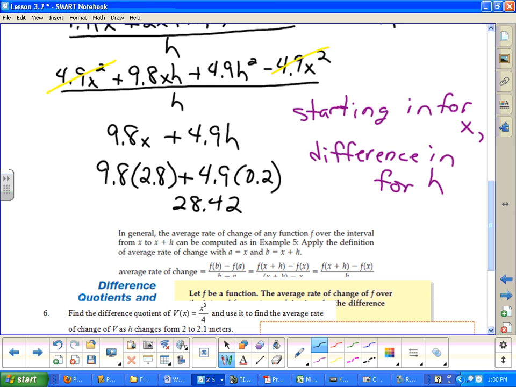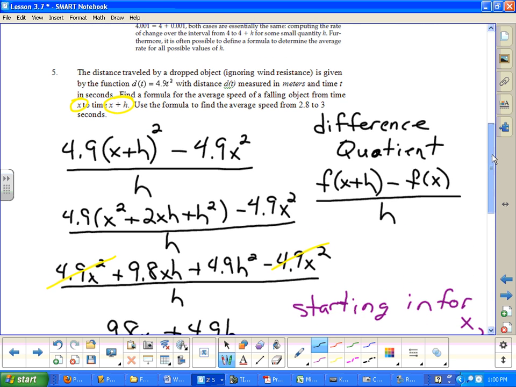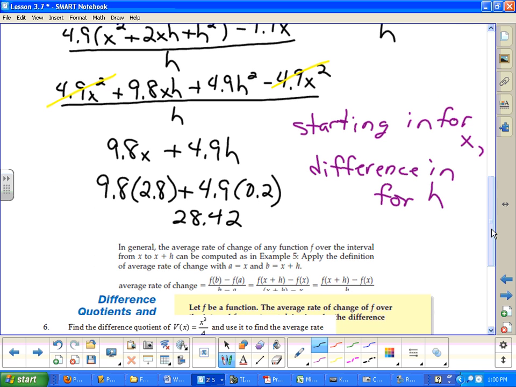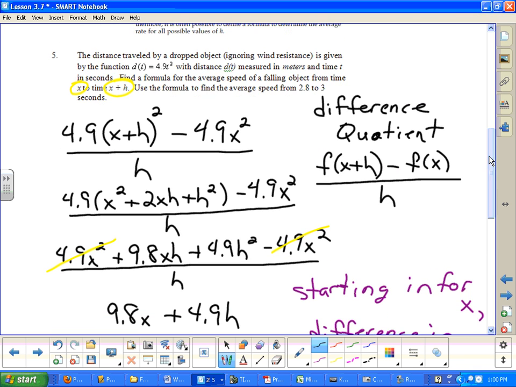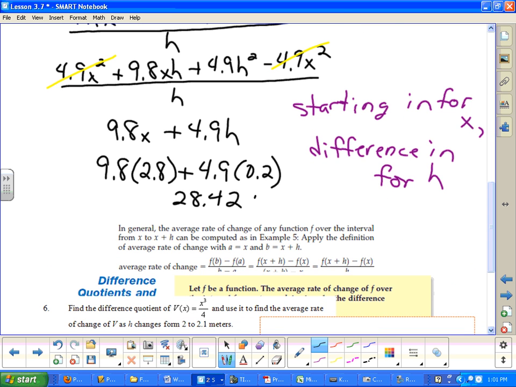Now, if you take 4.9 t squared, put in 3, subtract 4.9 t squared, put in 2.8, subtract and divide, you get the same thing. So we can actually use the difference quotient to find those values. 28.42 what? Distance in meters over time per second. So this is meters per second.